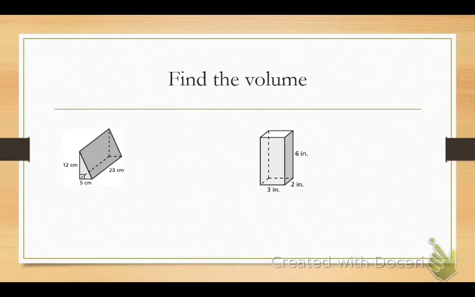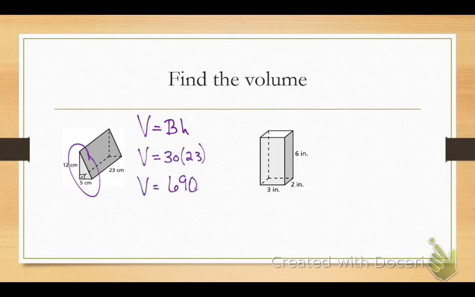Okay, now we need to do volume. For the volume, you need to go ahead and find both of these. Okay, the second one should take you like 2.5 seconds. All right, the first one will take you a little bit more time. Okay, volume equals the area of the base. So the base, because again with prisms I need 2 bases, I know it's the triangle. The area of that base is 30 times 23, which is 690.